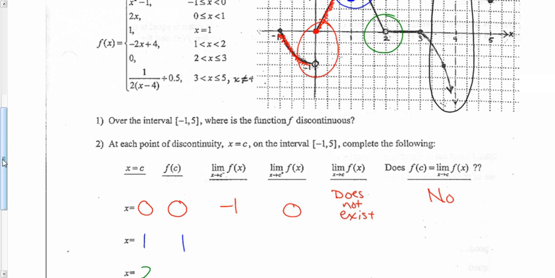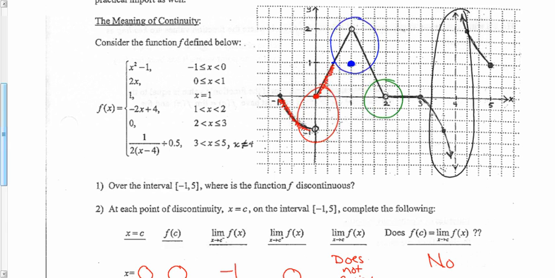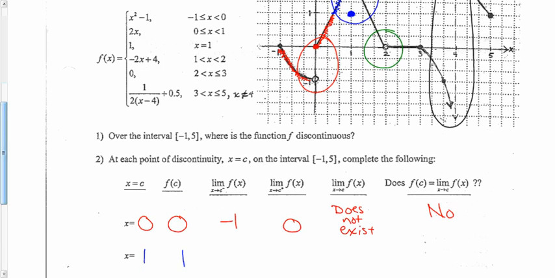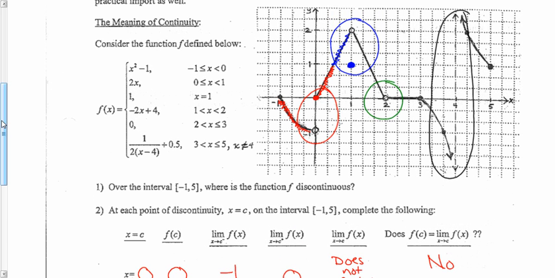Next, I need the limit as x approaches 1 from the left. So from the left, the limit is trying to become 2. From the right, I'm trying to find the limit as x approaches 1 from the right. The limit value is trying to become 2.